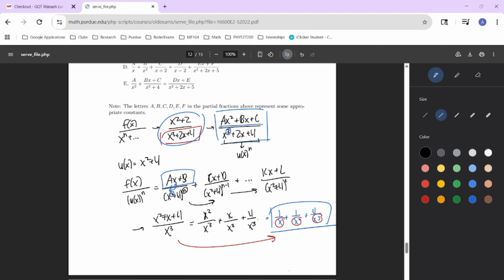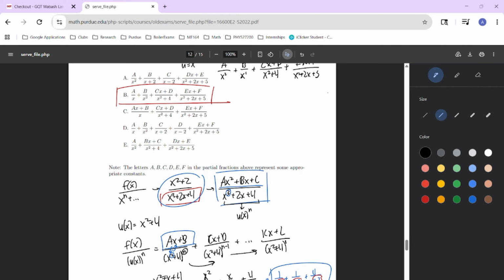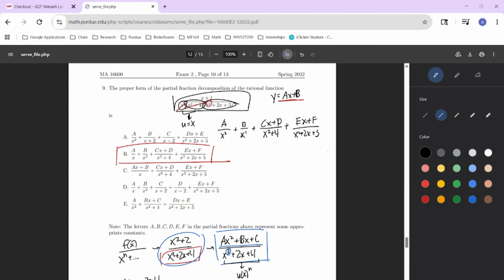And we show that below by taking this example as our demonstration of this rule. So to summarize, solution B would be our answer following the work that we just did.